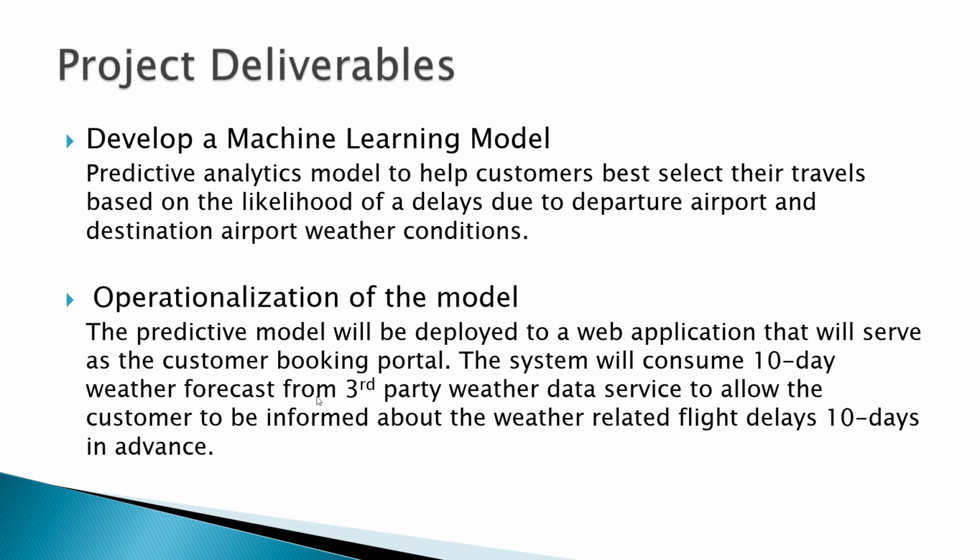The second aspect of the project deliverables is operationalizing the model. So we need to deploy the model into a web application so that the clients can choose their origin and destination airport, the time, the day of travel, and so on, and the system will predict whether there is a chance of flights being delayed or not.